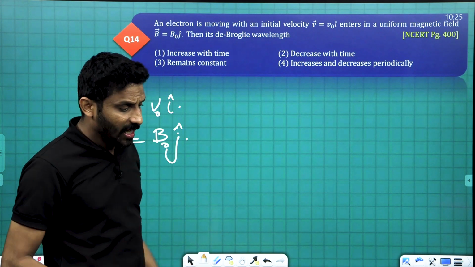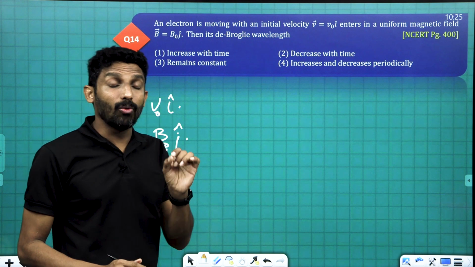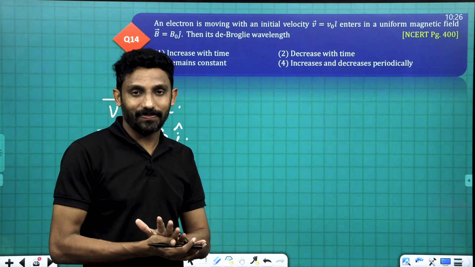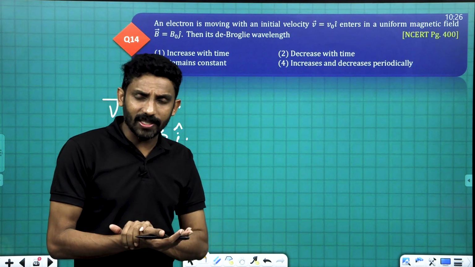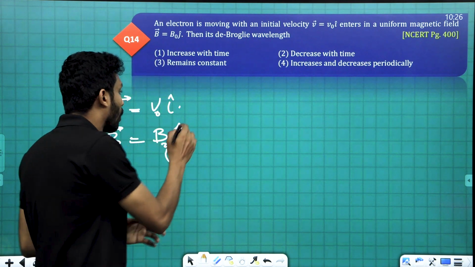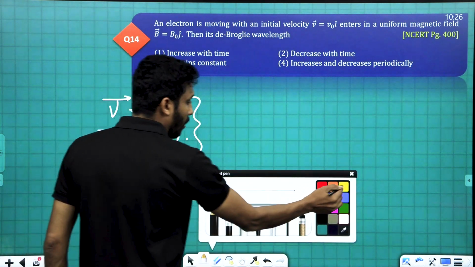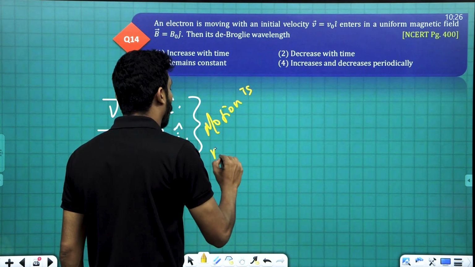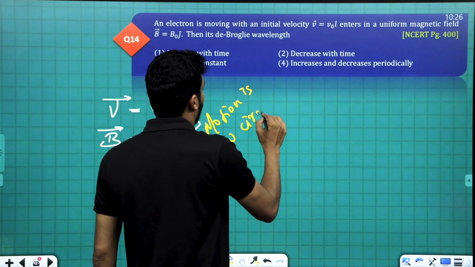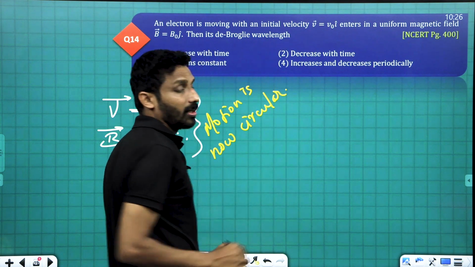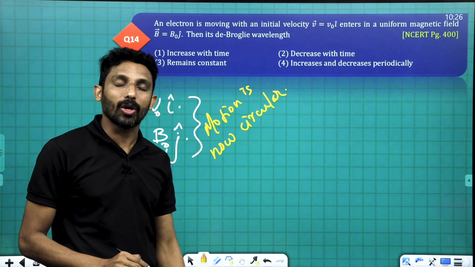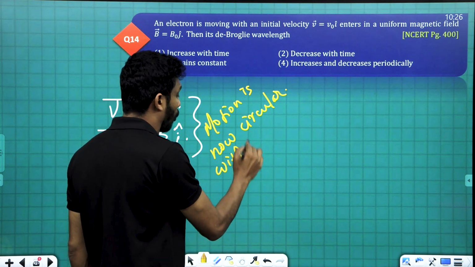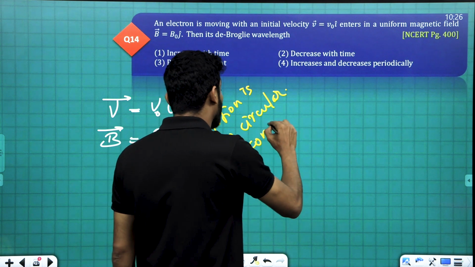Okay, what happens? If a charged particle moves into a perpendicular field, then its motion becomes circular. Studied in moving charge and magnetism. The motion of the electron becomes circular motion. This is uniform circular motion, the electron is now in uniform circular motion with constant speed.